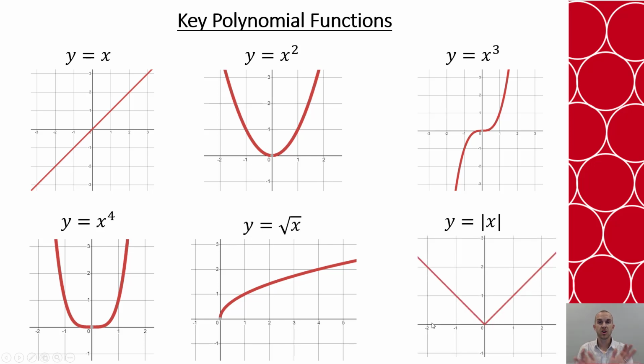And the absolute value makes that V for the absolute value. And that's because no matter what number you input, you always get a positive output.